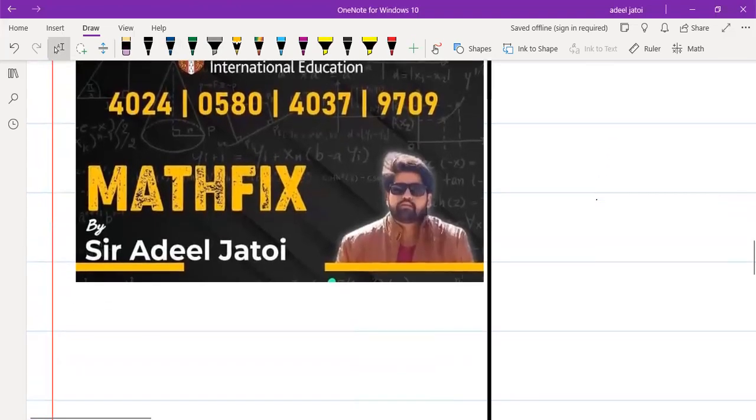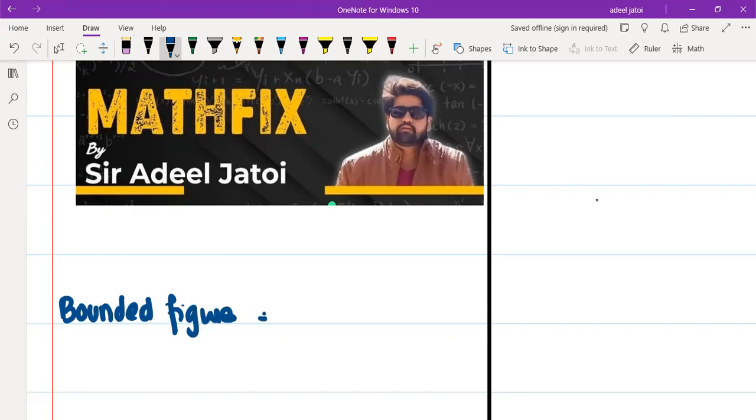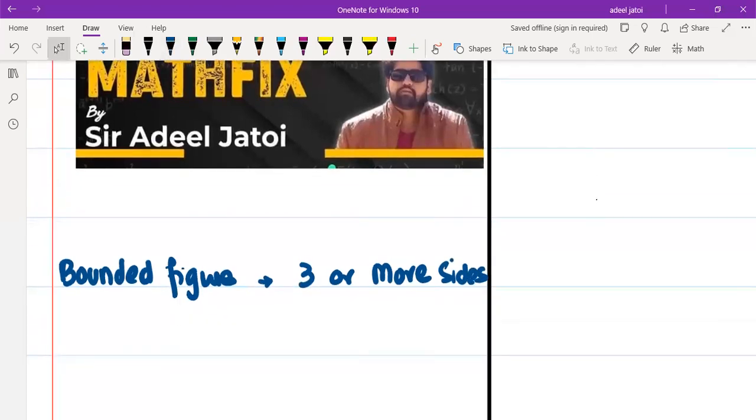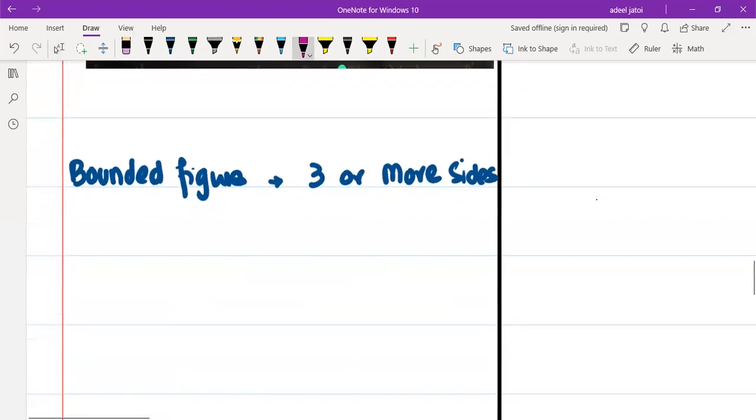are basically bounded figures. They are bounded figure. They have 3 or more sides. They have 3 or more sides. The number of the sides in angle polygons are denoted by n. So you need to remember this, that the number of the sides are denoted by n.